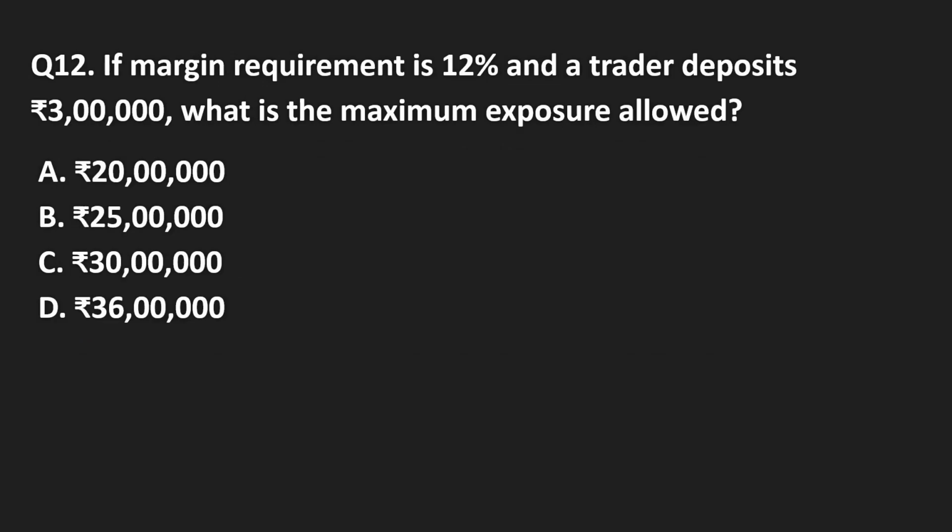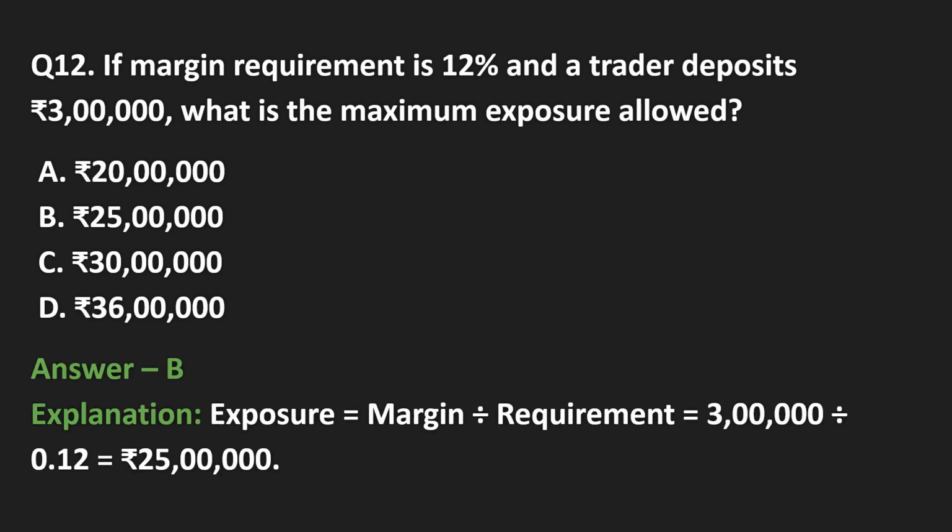Next question. If margin requirement is 12% and a trader deposits 3 lakh, what is the maximum exposure allowed? Option A, 20 lakh, option B, 25 lakh, option C, 30 lakh, and option D, 36 lakh. Correct answer is option B, 25 lakh. Exposure formula equals margin divided by requirement. So margin 3 lakh divided by 12%, converted into decimal is 0.12, that is 25 lakh is the maximum exposure allowed.